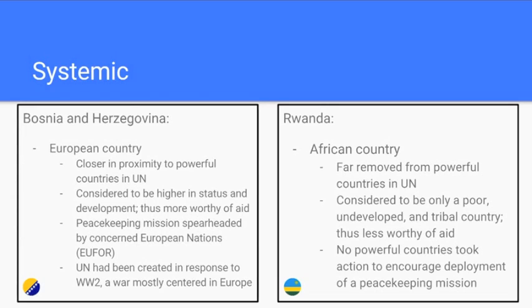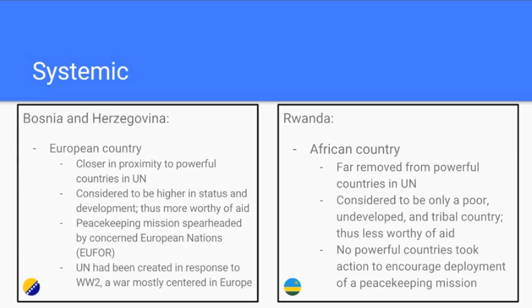The peacekeeping mission was spearheaded by concerned European nations. These were countries around them that were worried about the situation. The UN had also been created in response to World War II, a war that was mostly centered in Europe, with the exception of some scuffles in North Africa and in Japan.